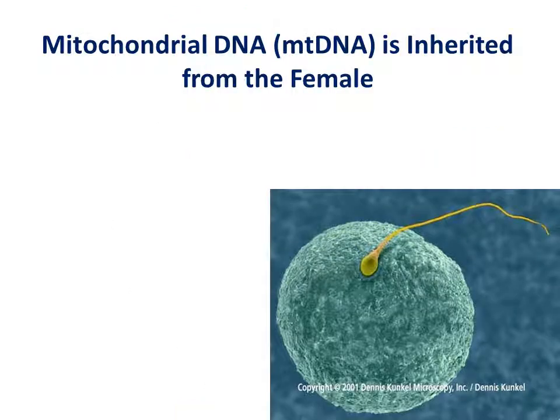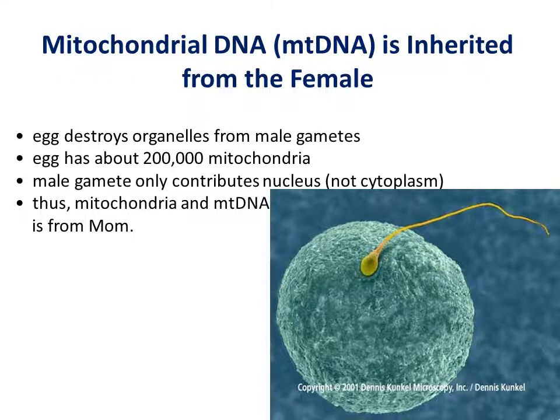The key here is that your mitochondrial DNA is inherited solely from your mother. When the sperm fertilizes the egg, the egg goes on to destroy all the organelles from the male's gametes, except for the nuclear DNA. Each egg has somewhere around 200,000 mitochondria. The male sperm is only contributing its nucleus, its nuclear DNA, not the cytoplasm. So we know that all your mitochondrial DNA is coming solely from your mom.